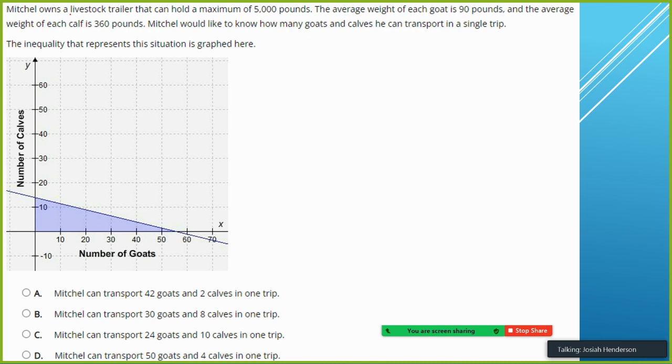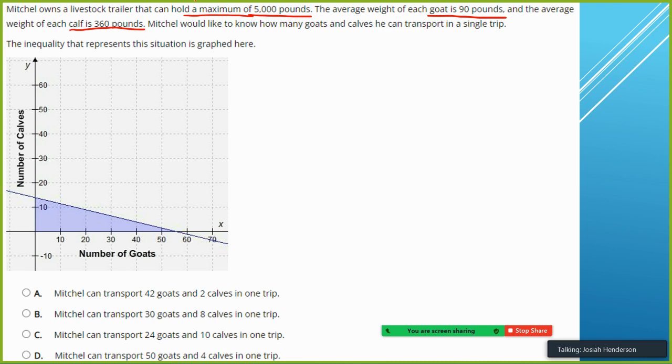Okay, Mitchell owns a livestock trailer that can hold a maximum of 5,000 pounds. The average weight of each goat is 90 pounds. The average weight of each calf is 360 pounds. Mitchell would like to know how many goats and calves he can support or transport on a single trip. Now, before you even look at the graph, let's try our best to make the equation from the story, just like we've been practicing all semester.